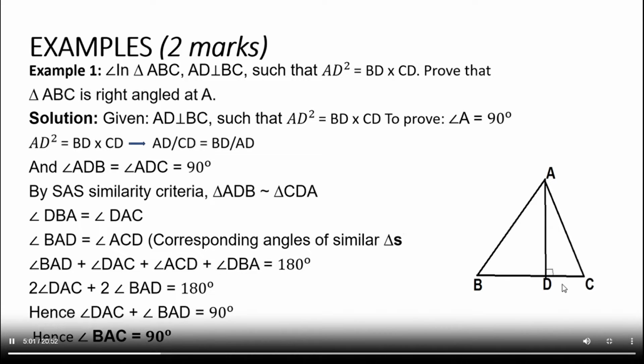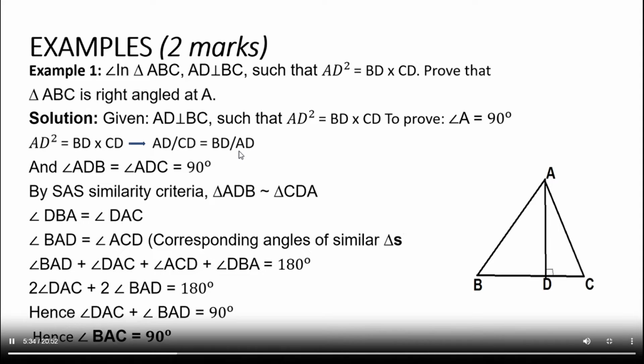In triangle ABC, AD is perpendicular to BC such that AD square is equal to BD into CD. Prove that triangle ABC is right angled at A. Now what we are given is AD is perpendicular to BC and AD square is equal to BD into CD, to prove that angle A is 90 degrees. Now since it is given AD square is equal to BD into CD, bring one AD on the other side. So we get AD upon CD is equal to BD upon AD.